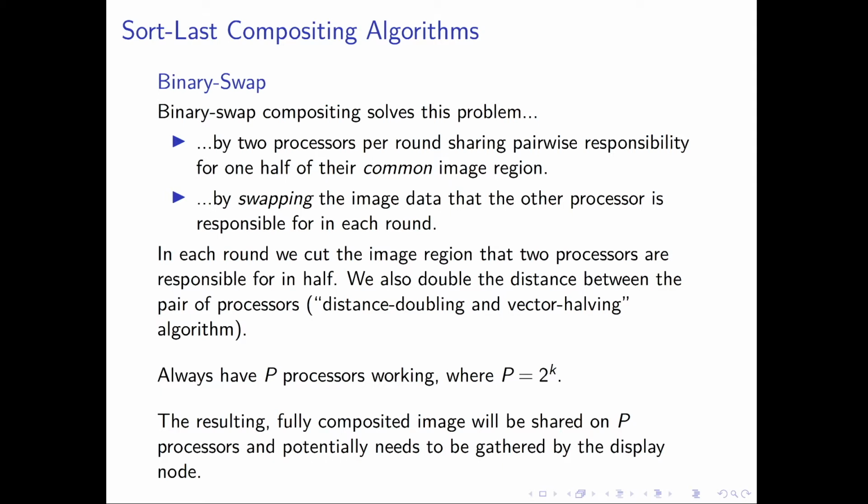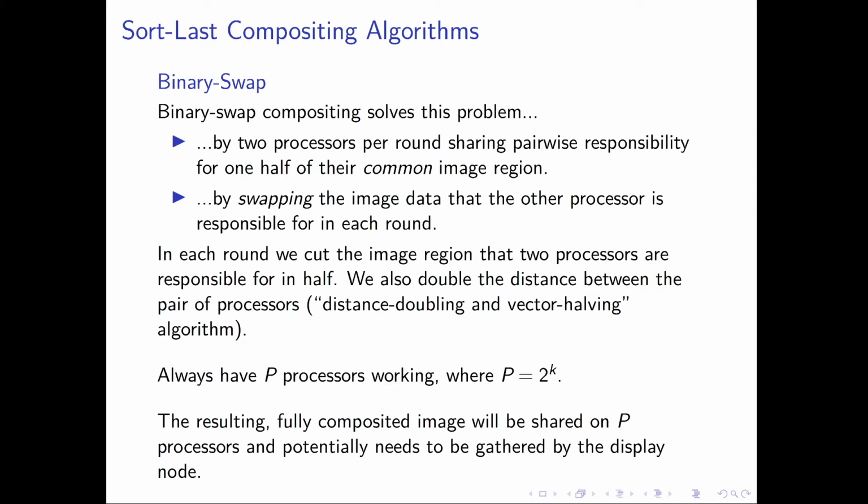The binary swap algorithm is also a binary tree-based algorithm, but it works a bit differently. On each round, pairs of processors are responsible for a common image region. And then after the round, the two processors basically swap responsibility. Another important aspect of the algorithm is that in each round we cut the image region that the two processors are responsible for in half. And then, after we did this, we also double the distance between the pair of processors. I'll show this in an image in a little bit. But the idea here is basically that we perform distance doubling and vector halving. This is the type of algorithm that we're using here.